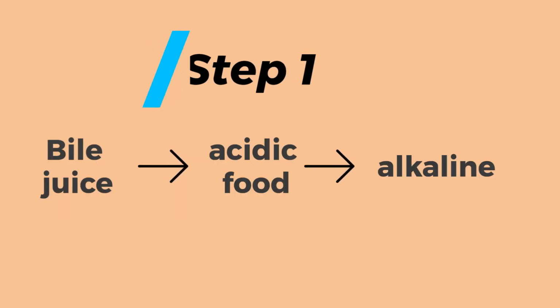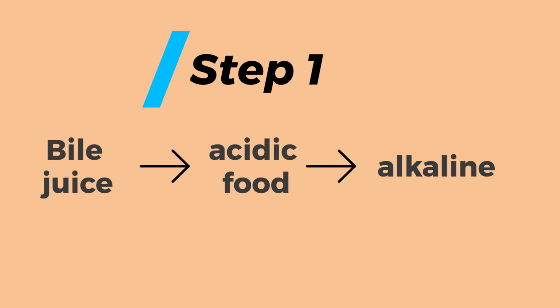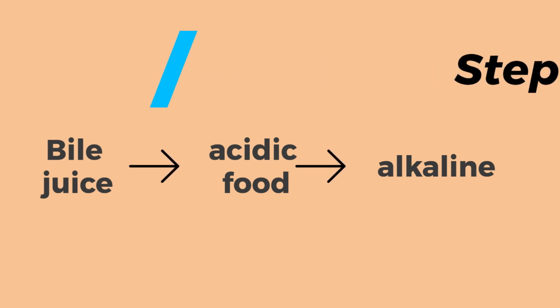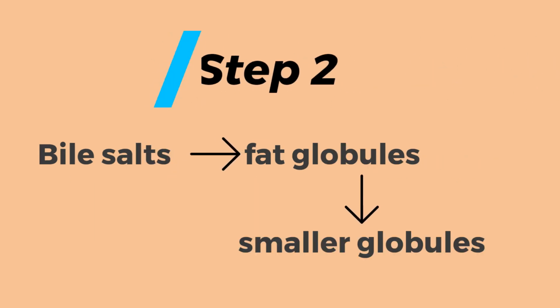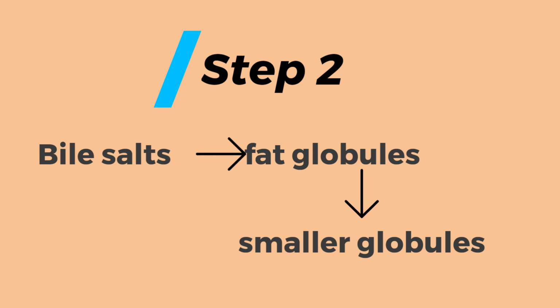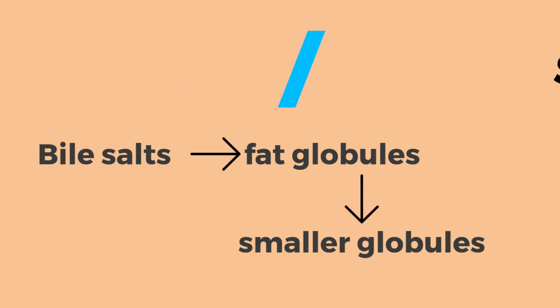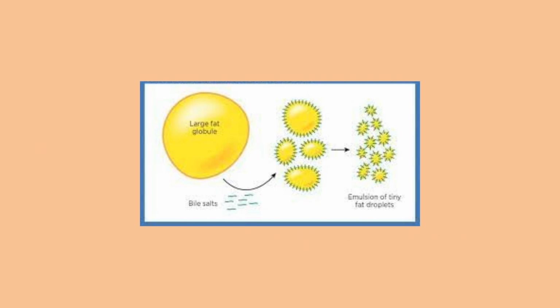Bile juice, which is released from the liver, converts the acidic environment of the food coming from the stomach to alkaline. Bile salts released from the liver act on fat's larger globules and increase their efficiency by converting them into smaller emulsified fat globules. Thus, enzymes can easily act on the smaller fat molecules.